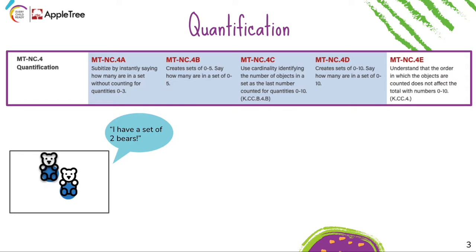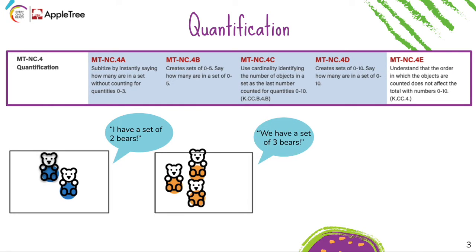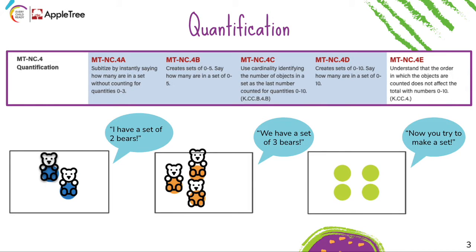First, you would say, I have a set of 2 bears. We have a set of 3 bears. Now you get to try to make a set. That would be the student's turn. Note, the end of the year essential standard goal for pre-K3 is that students should be able to create sets of up to 10. So this is something that students will be working on throughout the year.